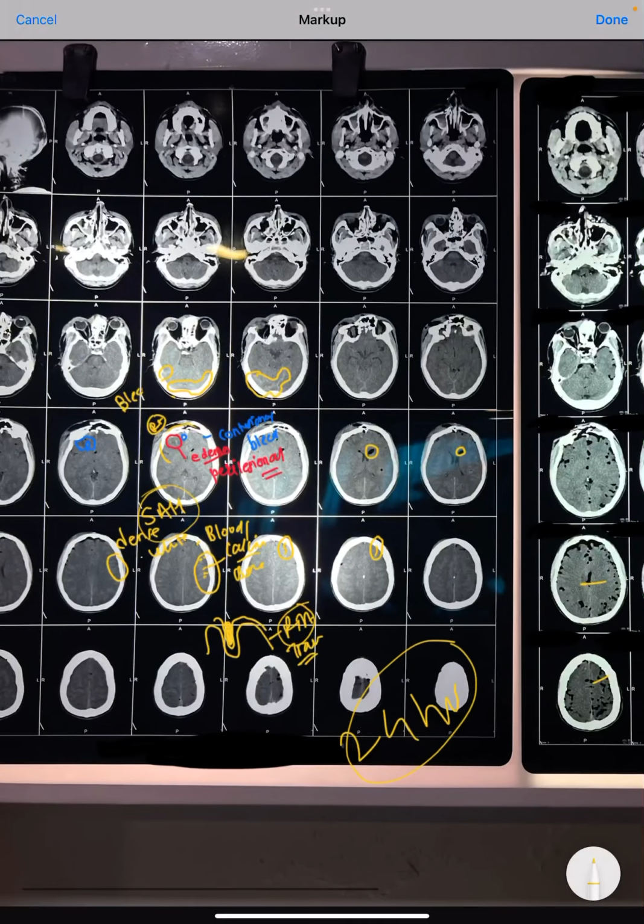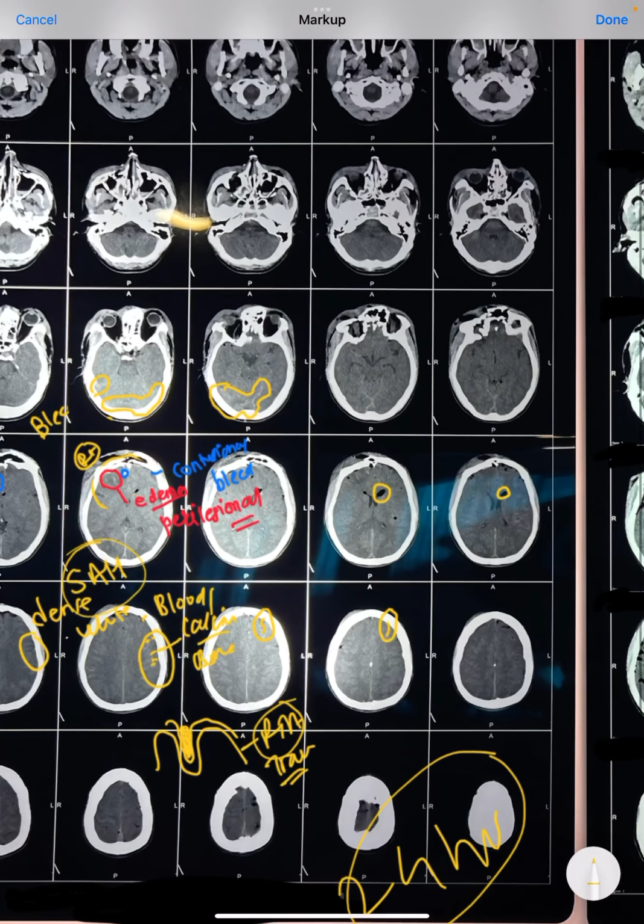So this was a very interesting case of road traffic accident with extensive pneumocephalus, with contusional bleed, with perilesional edema around the contusional bleed, with subarachnoid hemorrhage.